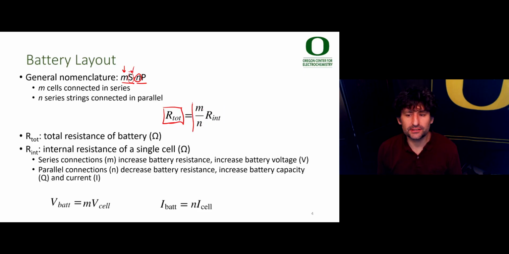And you can see this explicitly in the form of this expression. Specifically, series connections M increase battery resistance and increase the battery voltage. Parallel connections N decrease battery resistance and increase the capacity and the current or the power. So the total voltage of the battery is just M times V cell, and the current of the battery is just N times I cell, where I cell is the current through an individual cell.